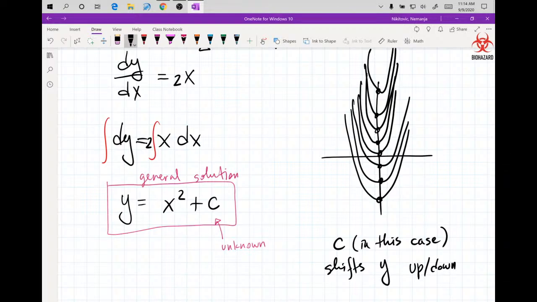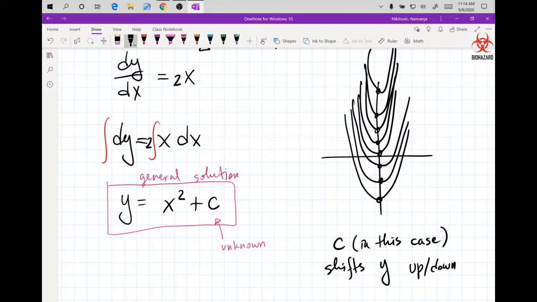Depending on its value, this general solution actually has infinitely many curves. They're all the same shape, which is x squared. But then there's infinitely many of them, so no particular curve is picked. And that's why this is called the general solution.